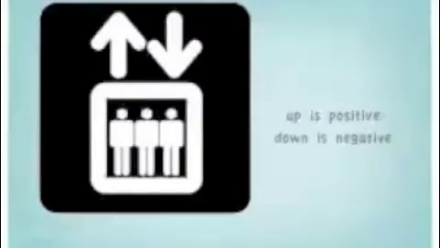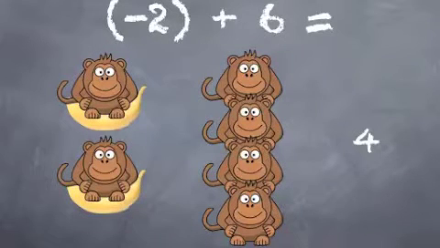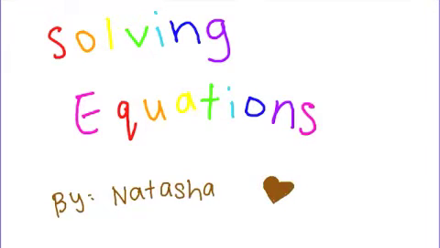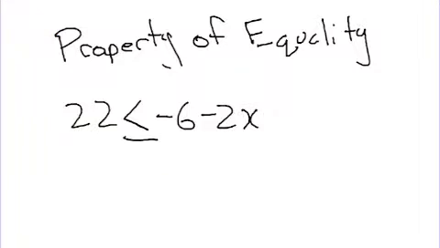I think elevators are like integers. Two of the monkeys are going to get distracted by the bananas. Solving equations by Natasha. We're going to want to use the property of equality to find out what x equals.